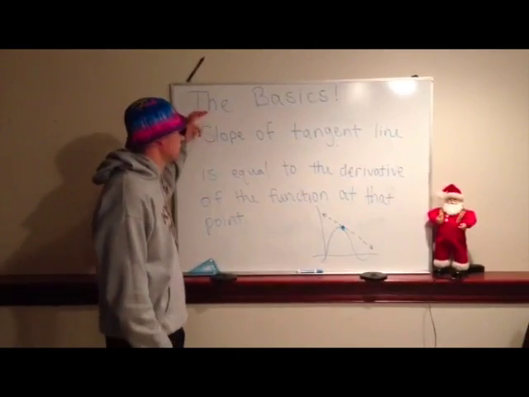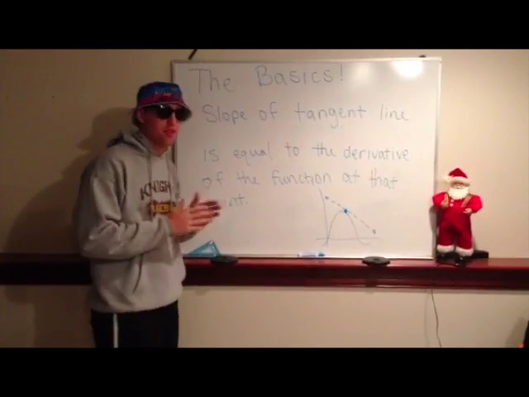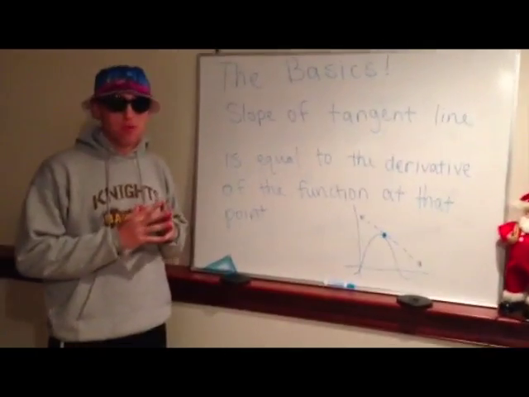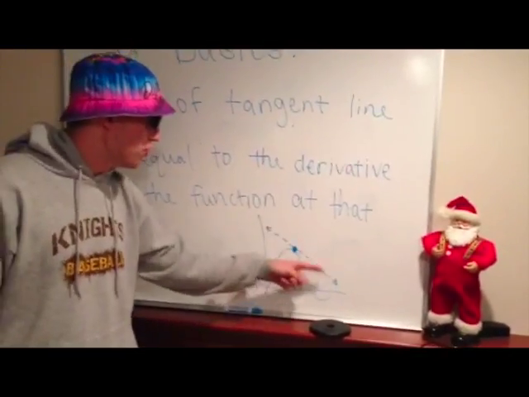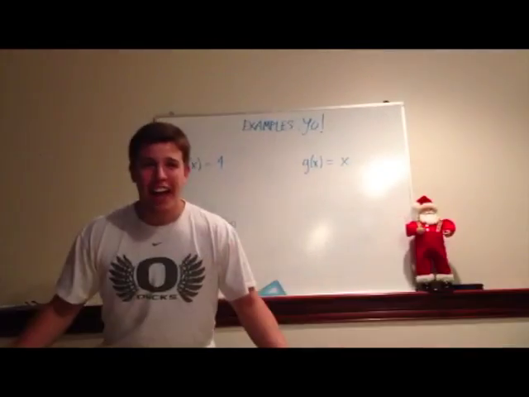Alright, the basics. We're going to start off with a little definition. The slope of the tangent line is equal to the derivative of the function at that point, as shown by this graph. See that point? That's where the slope of this and this function are equal. That's called the derivative.